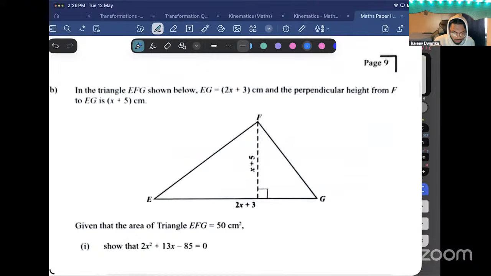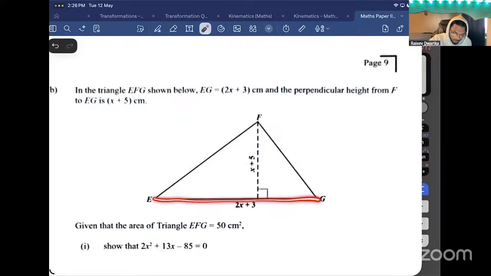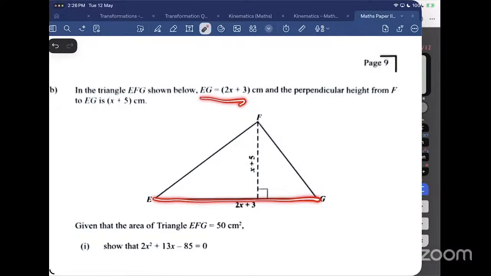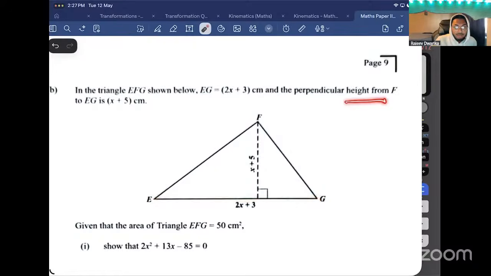In the triangle EFG shown below, EG is 2x plus 3. Let me put it up. Oh, it's already put in. Can you guys see that they're already labeled, EG 2x plus 3? Yes, sir. And the perpendicular height from F to EG is x plus 5.